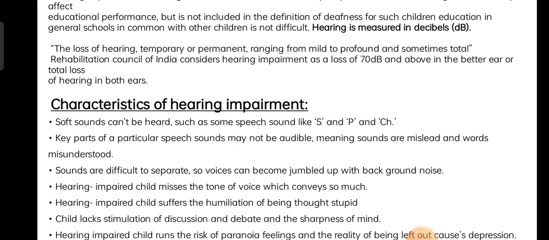Okay, so like this they are not able to hear. The key parts of particular speech sounds may not be audible, meaning sounds are mislead and words misunderstood. Sounds are difficult to separate, so voices can become jumbled up with background noises. A hearing impaired child misses the tone of voice, which conveys so much. A hearing impaired child suffers the humiliation of being thought stupid.